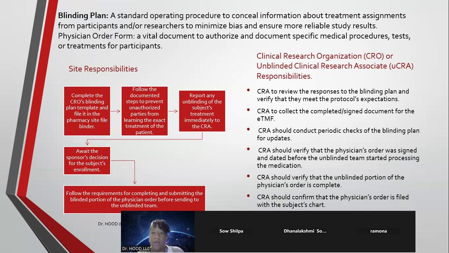As far as the CRO side, the CRA should review the responses to the blinding plan and verify that it meets the protocol's expectation. So if you say you're going to carry the drug in a box, we have to make sure that no one can see through that box. That's the kind of stuff the CRA is going to be verifying. Then they're going to collect the document for the eTMF. Then they're going to do periodic checks to make sure the document has not been updated.